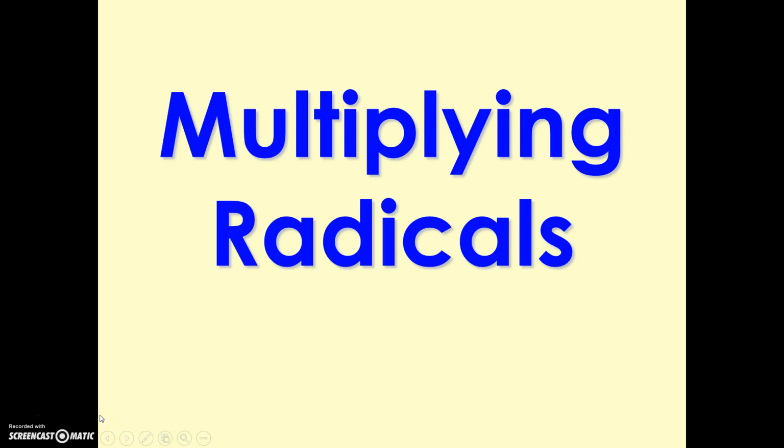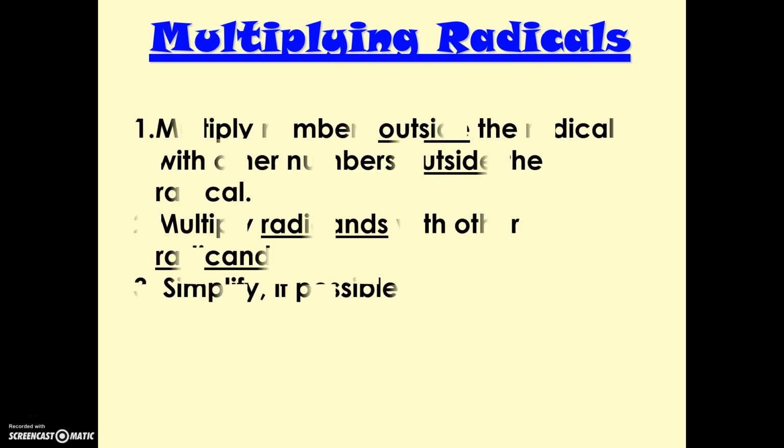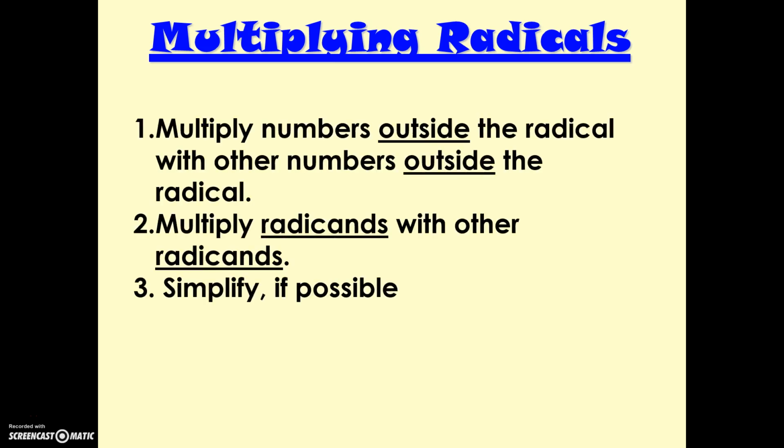Now we're going to talk about multiplying radicals. First, we'll review the steps for multiplying radicals. Step 1, multiply the numbers outside the radical with other numbers outside the radical. Step 2, multiply the radicands with other radicands.